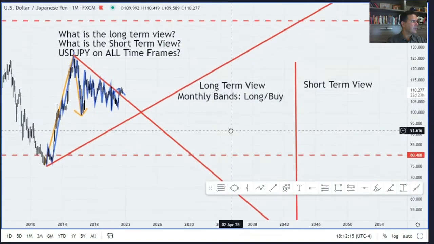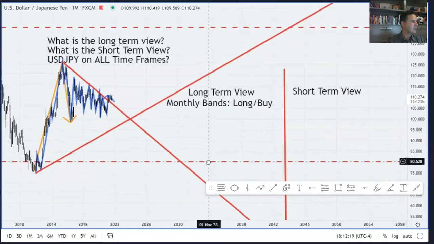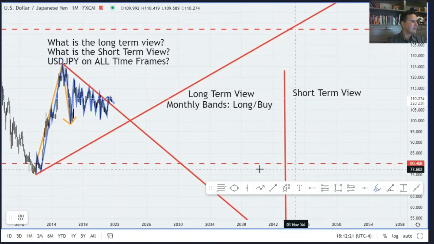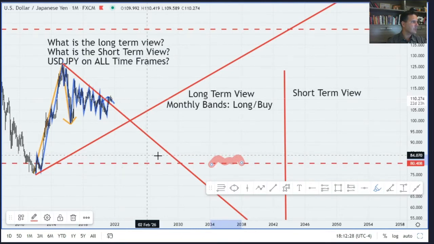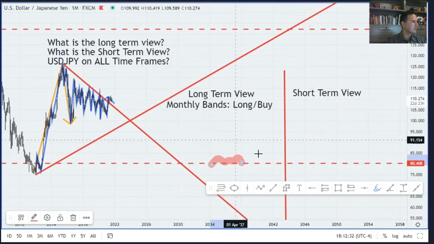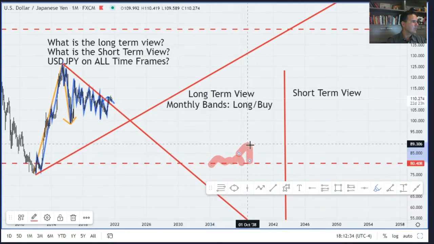Okay, monthly bands. What is the long-term view? Well, from the monthly bands, and this is the beginner trader's analysis, everybody, you should be able to do this. Okay, practice, watch this video 2 or 3 times. So from the monthly bands, we are up, the long-term view is buy.